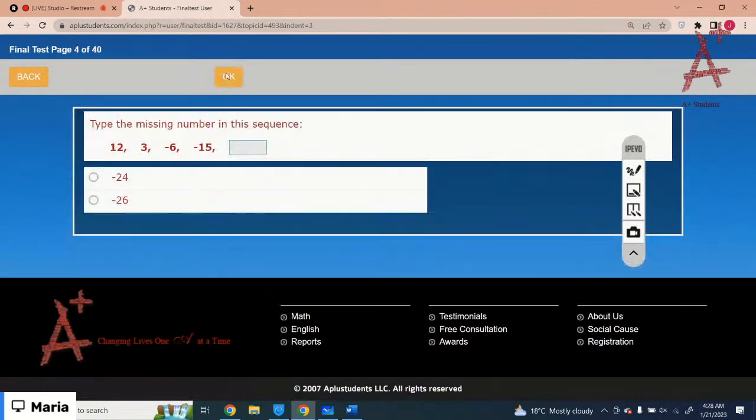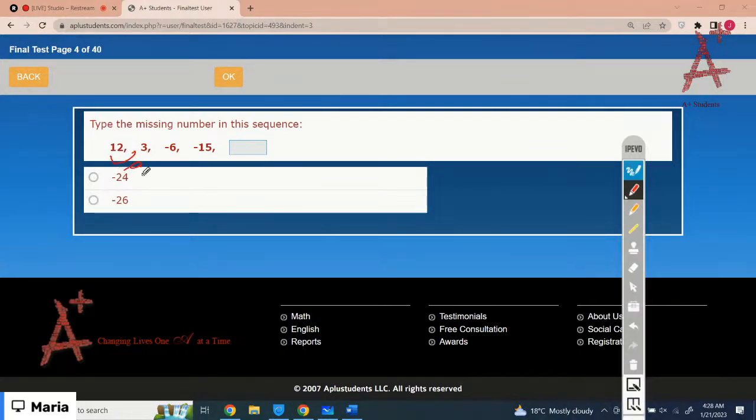Okay, the next one is type the missing number in the sequence. So which number is missing? 12. Let's see. 12 minus 9 is 3. 3 minus 9 is negative 6. Negative 6 minus 9 is negative 15. And negative 15 minus 9 is negative 24. Got it? That means the correct option is negative 24. Got it? So just select the correct option, then click on the OK button.